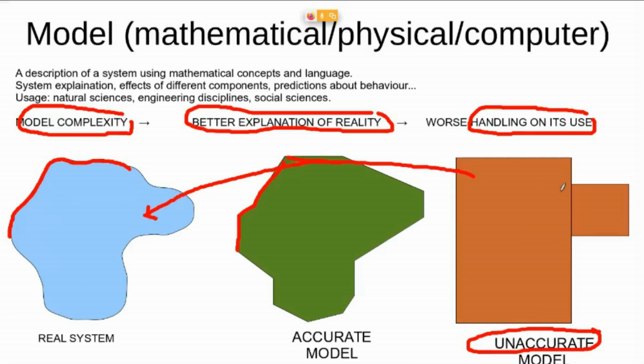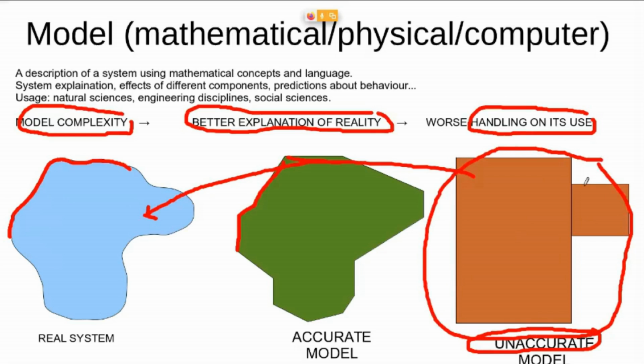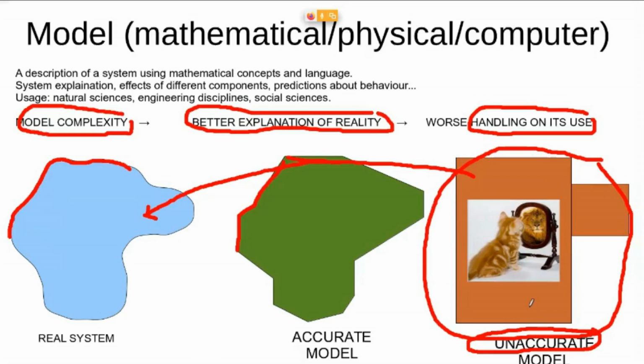So in this subject, I will choose this kind of inaccurate model as a good approximation of the behavior of the real system. Obviously, the real system is one thing, and we will use an inaccurate model to describe this real system.